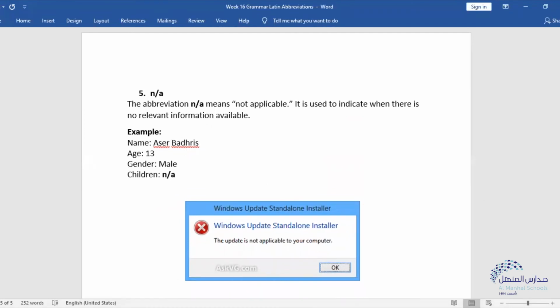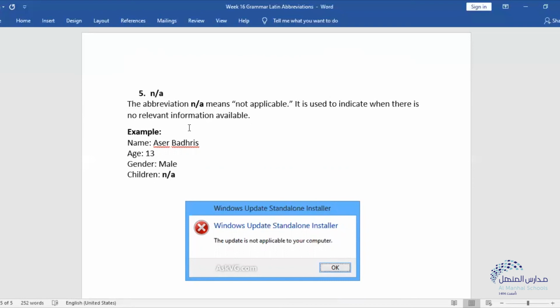N/A simply means not applicable. This is not a purely Latin abbreviation, but it's a very popular and important one, especially if you're filling out forms and other documents. Sometimes they ask you to answer questions that are not applicable. In other words, this question does not apply to you, and you simply use the phrase N/A, right? Which is really an abbreviation for not applicable, used to indicate when there's no relevant information, I should have said, irrelevant information available.